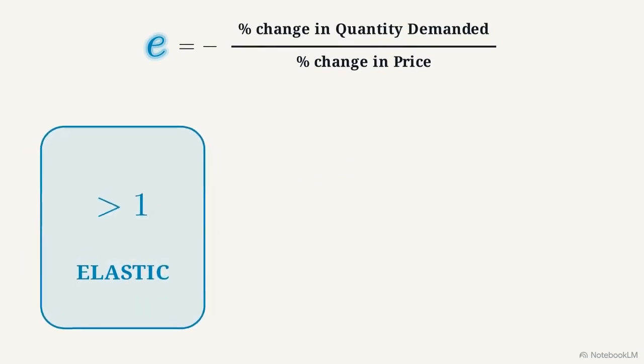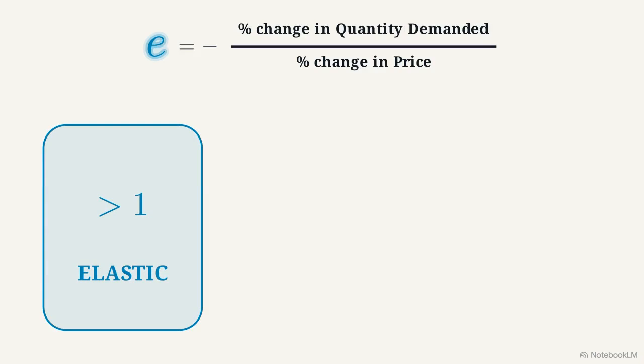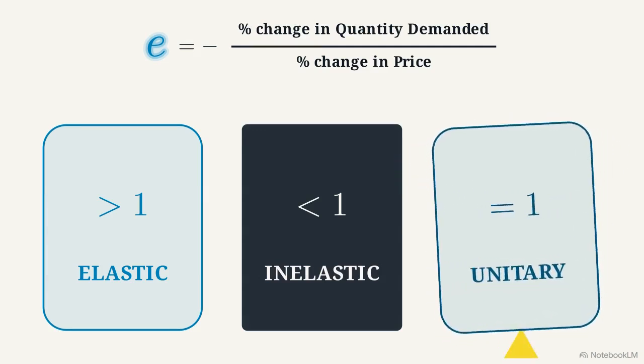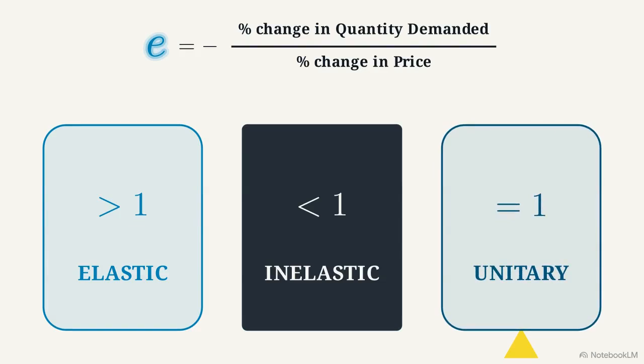If the resulting number is greater than 1, demand is elastic, highly sensitive to a price change. If the number is less than 1, demand is inelastic. And if it equals exactly 1, it has unitary elasticity, representing a 1-to-1 ratio between price and demand.